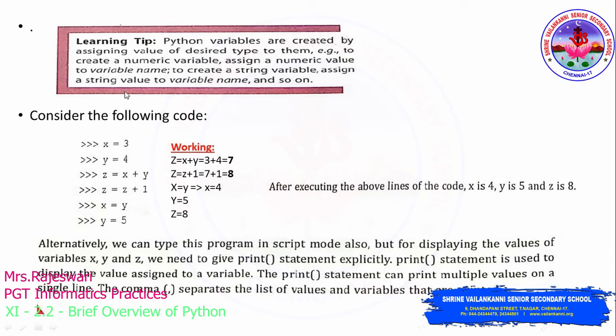For example, a is equal to 5.5, which means I have created a floating point data type. If I give a is equal to "Raji" within quotes, which means I have created a string data type. So you have to give the respective values to the variable name. Now look at the following code, much similar to the mathematical process which you have studied till your 10th standard. Here they have assigned a few values: x is equal to 3 and y is equal to 4, and the value of z is x plus y. So what will happen? The values of x and y will be added. So 3 plus 4, which is 7, and now the value of z is 7.